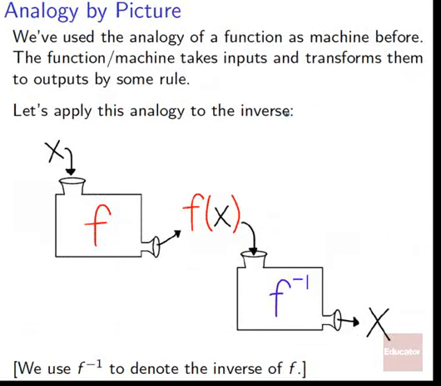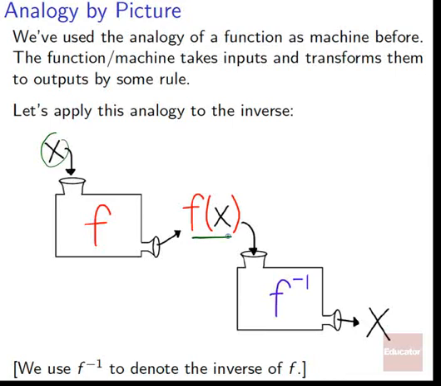We've used the analogy of a function as a machine before, and it's a good image for getting across what's going on with inverse functions as well. So a function machine takes inputs and transforms them to outputs by some rule. What we're used to is that we plug in x into the function f and it spits out f acting on x, f of x. Now we could plug it into another one.